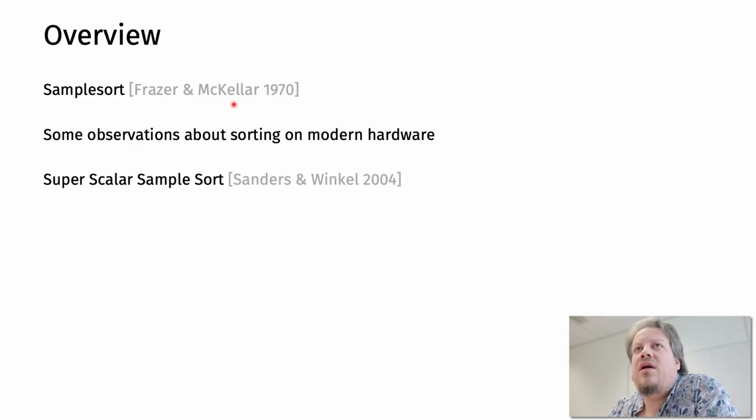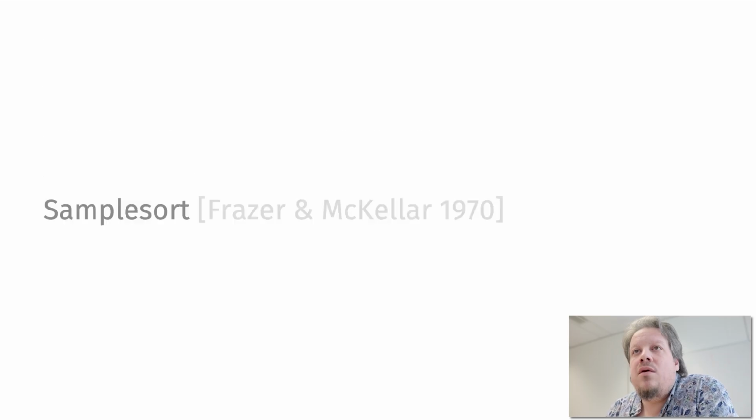So what we're going to do is sample sort, which is an algorithm from the 70s, and it's not so much algorithms engineering at this point. Then we'll have some observations about sorting on modern hardware, and some of these are from Sanders and Winkel from their 2004 paper, Superscalar Sample Sort. And then we'll look at what they do with these observations to make a practically fast sorting algorithm on, let's say, modern hardware. Okay, so first, let's do sample sort.